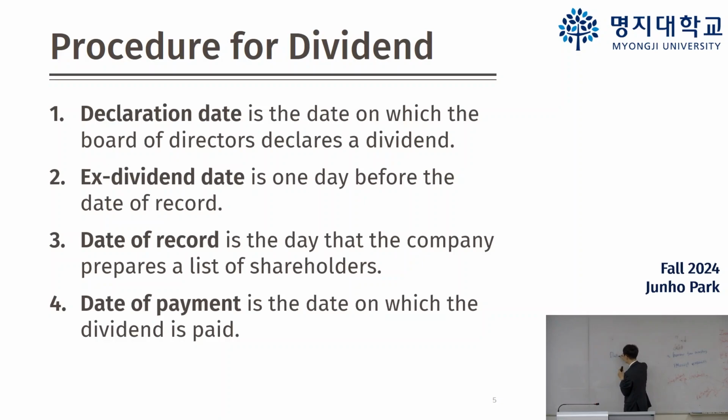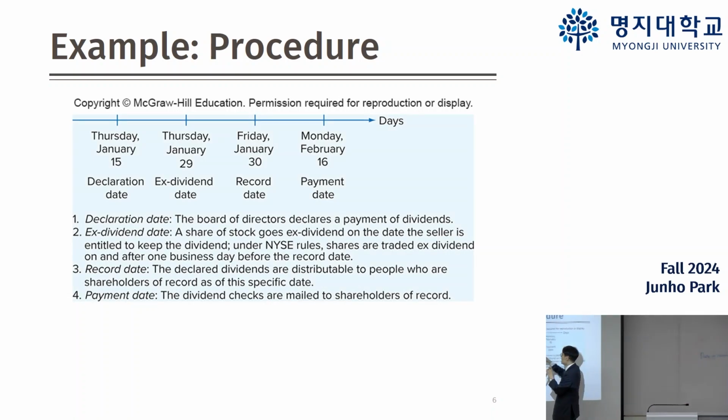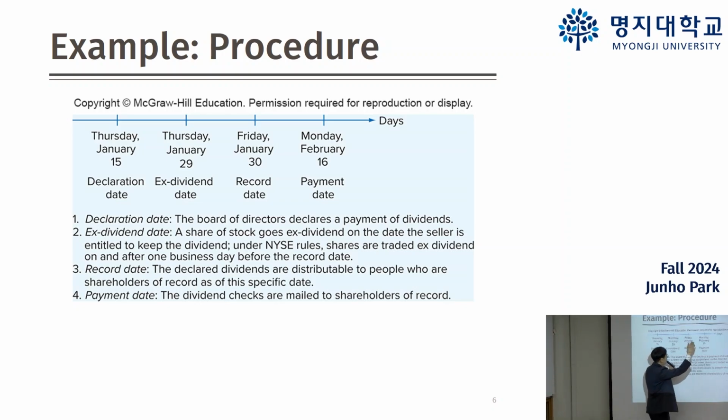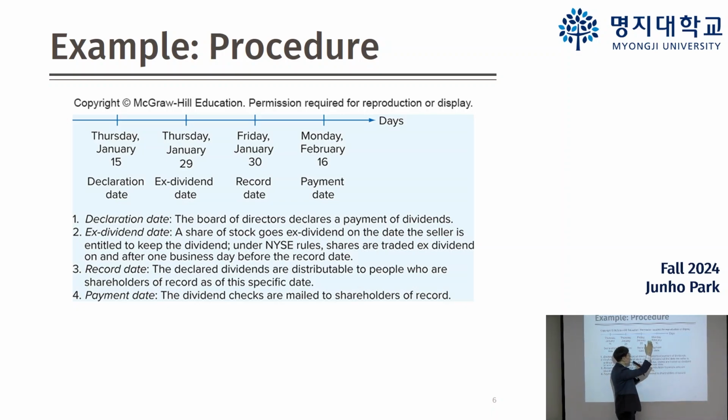So we have the date of record here. Let me use this example. Here, the declaration date is the date that the board of directors announced that they are going to have the dividends, and they say the actual dividends will be given to the shareholders on February 16, after 1 month. However, to make sure that every shareholder gets the dividends, they predefine the record date as January 30, which is 2 weeks ago, right?